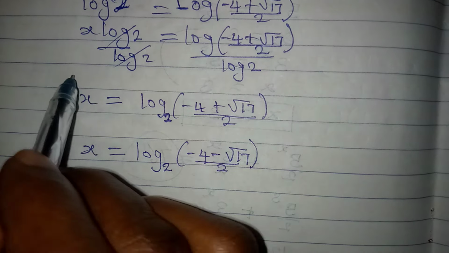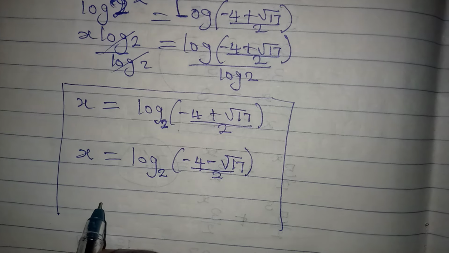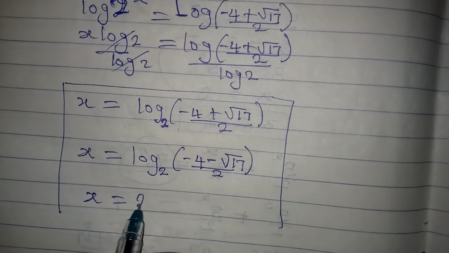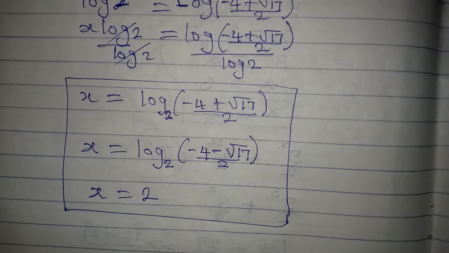And then from here we have 2 other values for x. Remember the first value, which is x equal to 2. So these are the 3 values for x. I believe you've learned something.